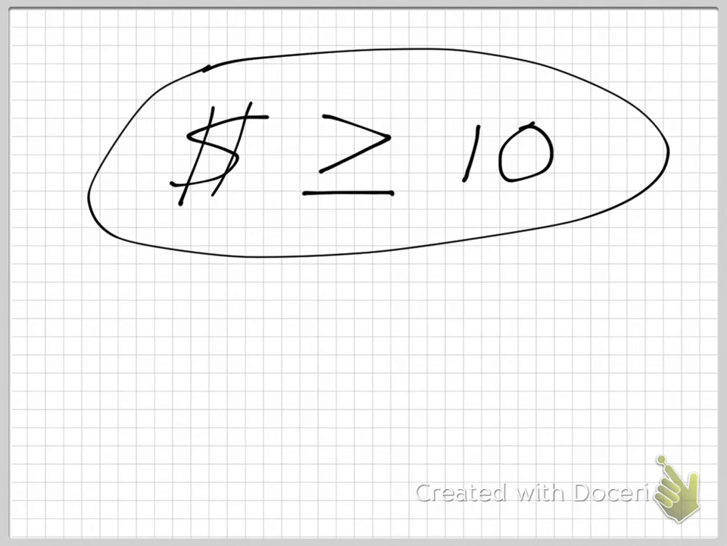Makes sense? How many of you have that? Or you don't have to have $. You could have put X, or you could have put M for money, or whatever you wanted. It's greater than or equal to 10. Raise your hand if you got that.